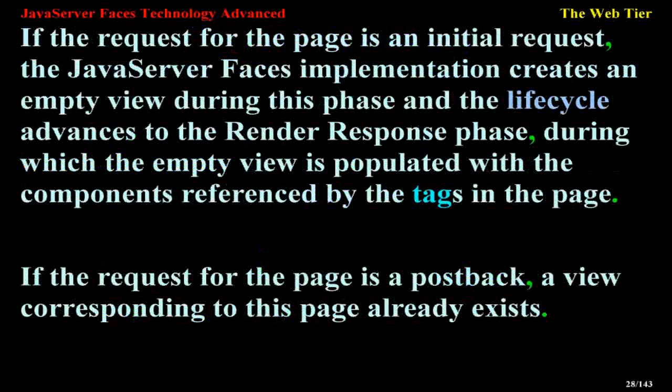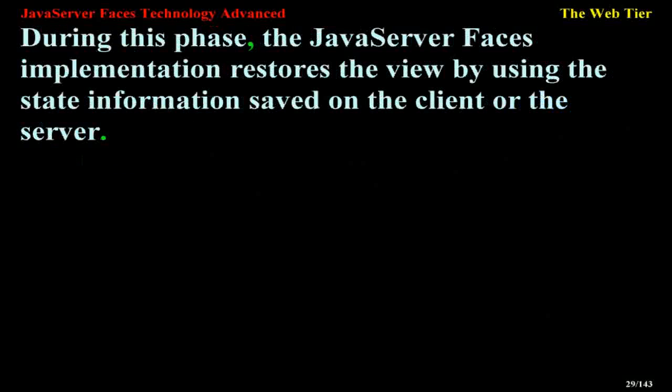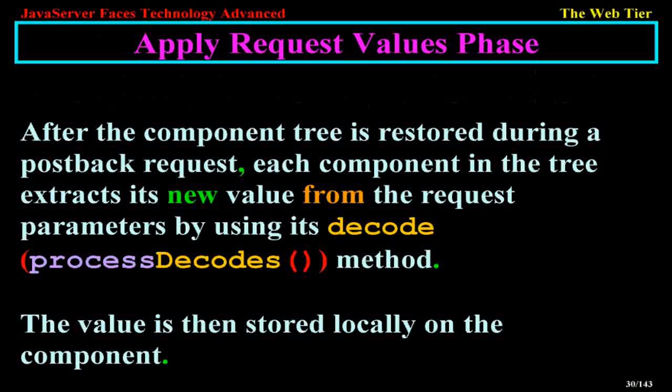If the request for the page is an initial request, the JavaServer Faces implementation creates an empty view during this phase and the lifecycle advances to the renderResponse phase, during which the empty view is populated with the components referenced by the tags in the page. If the request for the page is a postback, a view corresponding to this page already exists. During this phase, the JavaServer Faces implementation restores the view by using the state information saved on the client or the server.